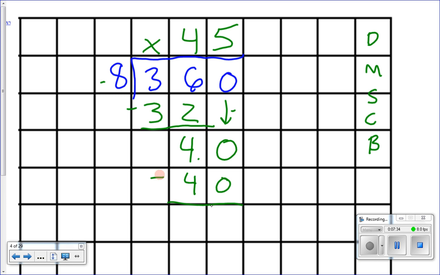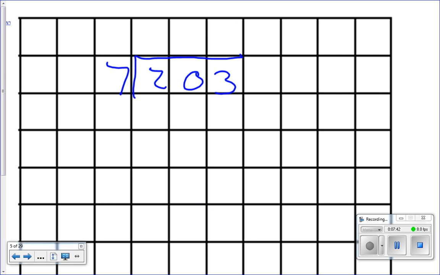Subtract 0. So 360 divided by 8 is 45. Now we get some speed going here.